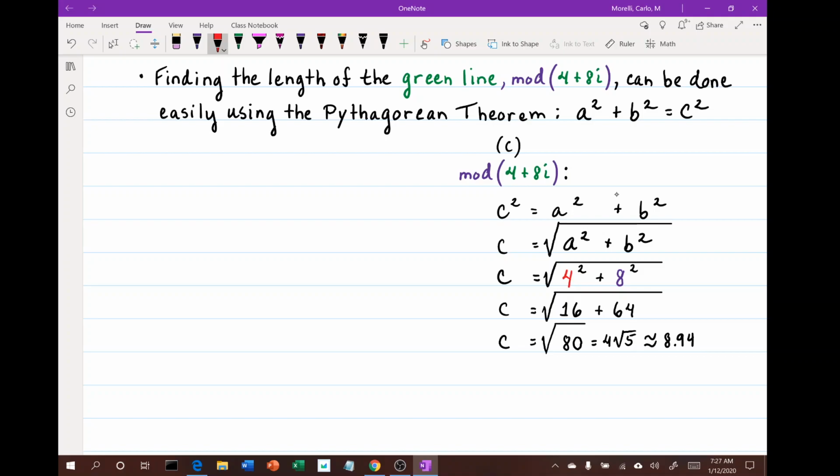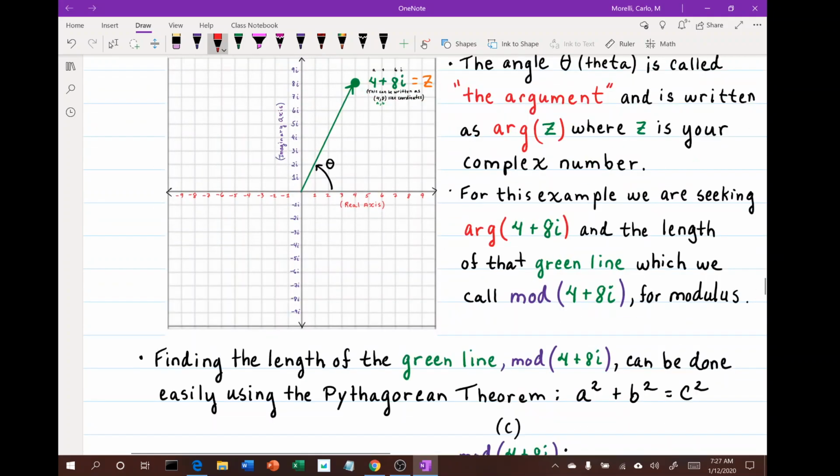So we'll start with this. c squared equals a squared plus b squared. All I did was put the c squared over on the left. And then I take the square root of both sides, so I get c by itself equal to the square root of a squared plus b squared. This is something that you have done a billion times. So then we substitute in our a values and our b values.